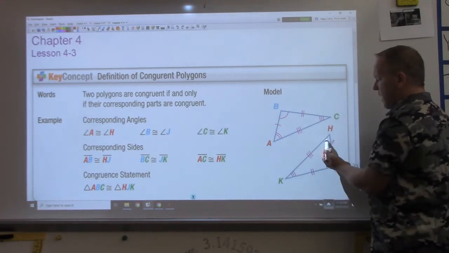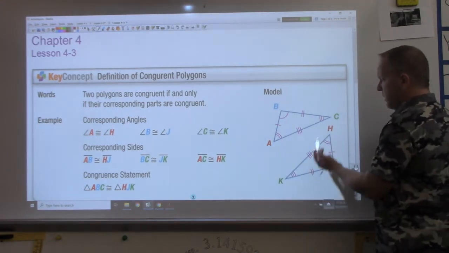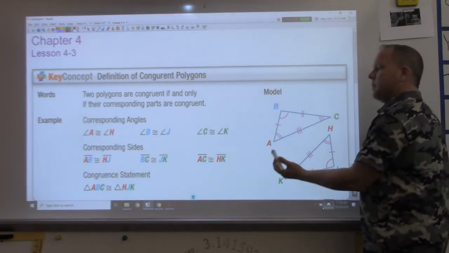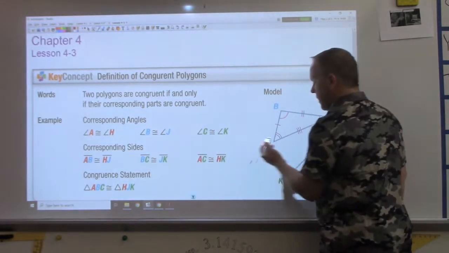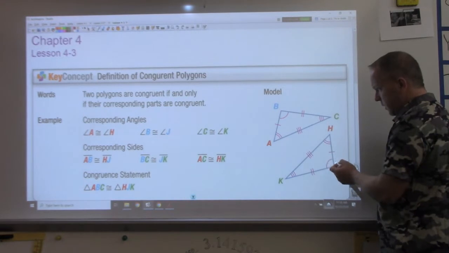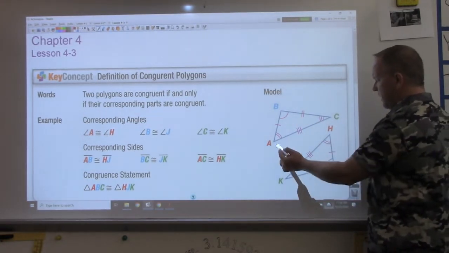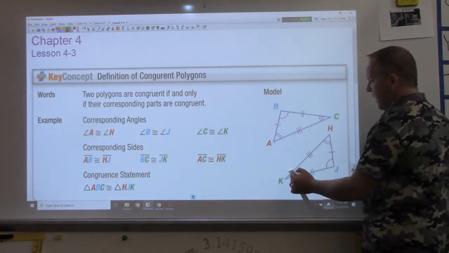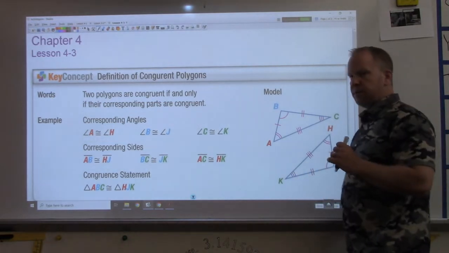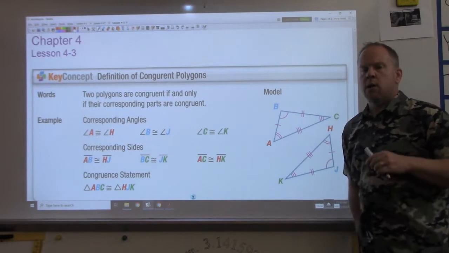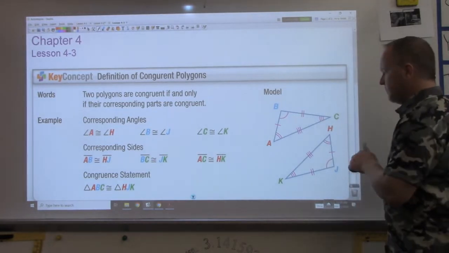Angle A is congruent to angle H, B is congruent to J, C is congruent to angle K. Same with the sides. Okay? AB is congruent to HJ, BC is congruent to JK, and AC is congruent to HK. Now notice the order of the letters. It's very important when we're talking about congruent polygons, okay?